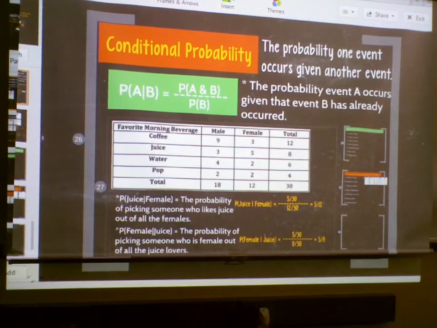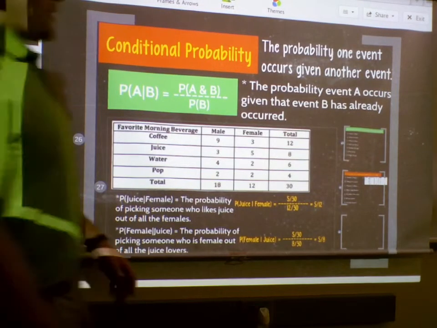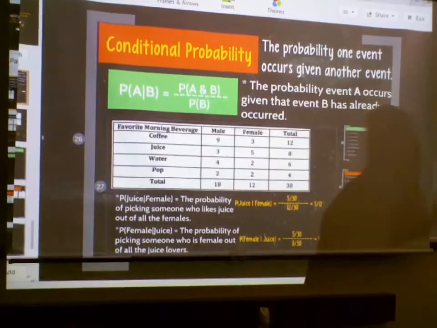Conditional probability. Conditional probability is the probability one event occurs given another event.